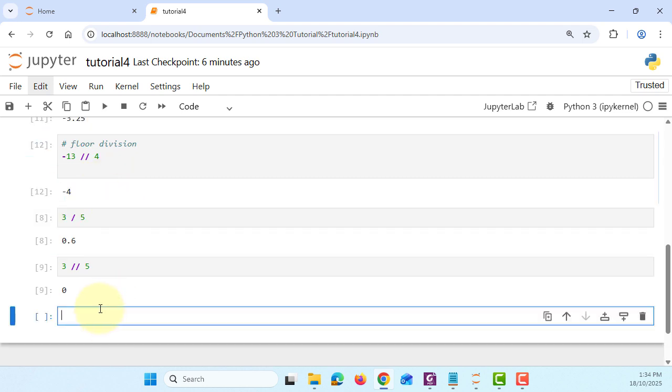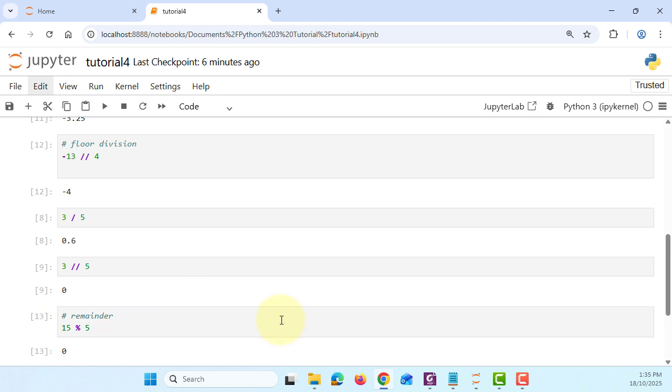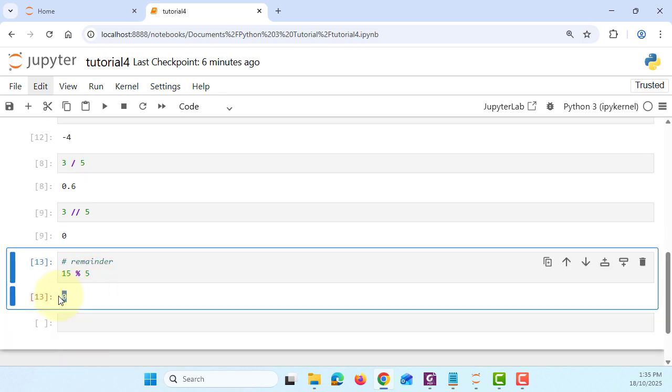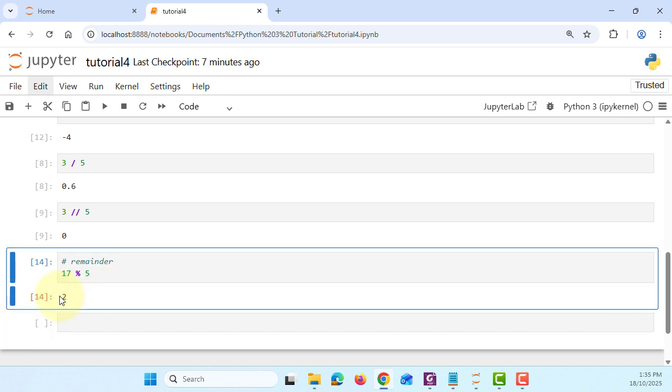Okay, let me cover one more. We call it a remainder. So let me just type it. Remainder, M-O-D. So let's say 15, remainder we use 5. If you look at here, of course, it's 0. 15 can be divided by 5, so the remainder is 0. So if you say 17, of course, the remainder is 2. So that's the main idea for remainder.